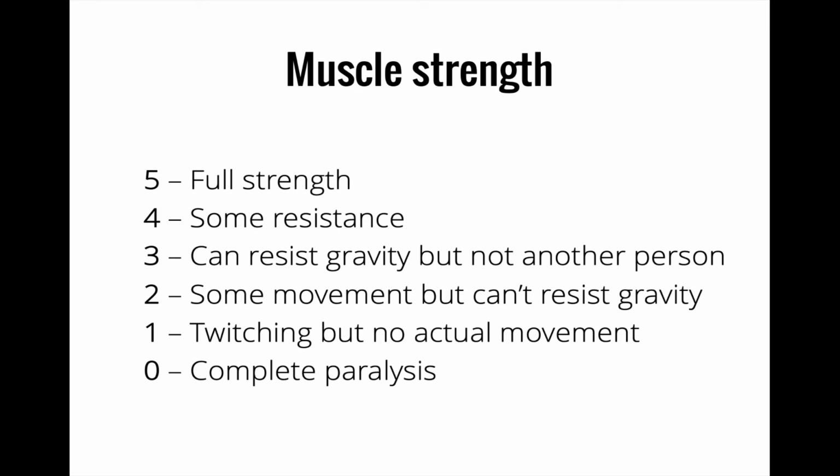Muscle strength is traditionally graded on a scale between 0 and 5, with 5 being full strength resistance, 4 being some resistance, 3 being resistance against gravity but not against you as the examiner, 2 being some movement but no ability to hold up the limb against gravity, 1 being a flicker or twitching of muscles but no actual limb movement, and 0 being complete paralysis of the muscle.